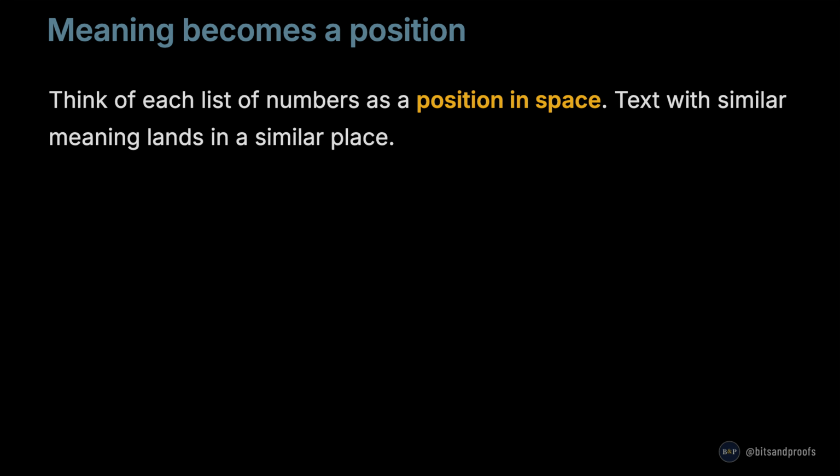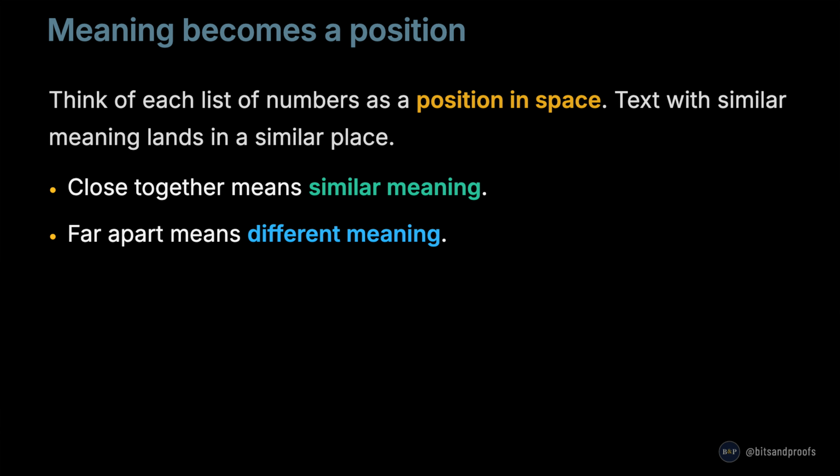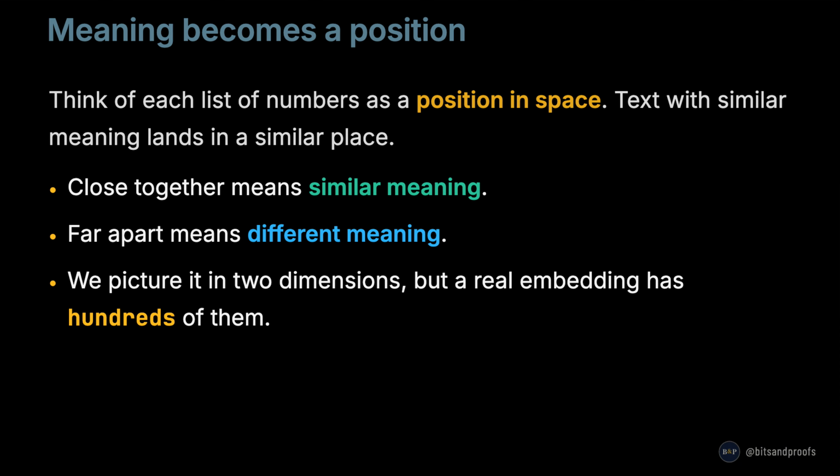Here is the key idea. Think of each list of numbers as a position in space. Text with a similar meaning lands in a similar place. Close together means similar meaning. Far apart means different meaning. We will picture this in 2 dimensions, but remember, a real embedding has hundreds of them.